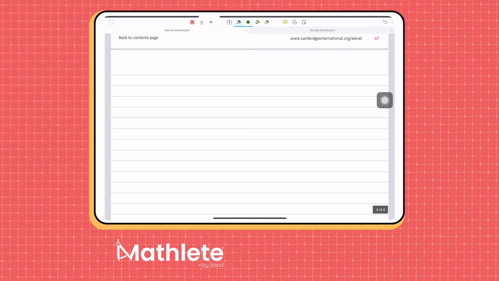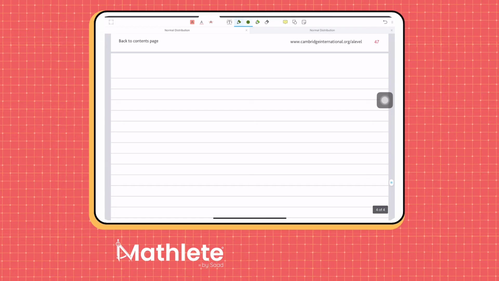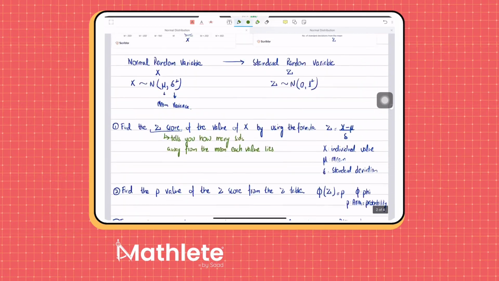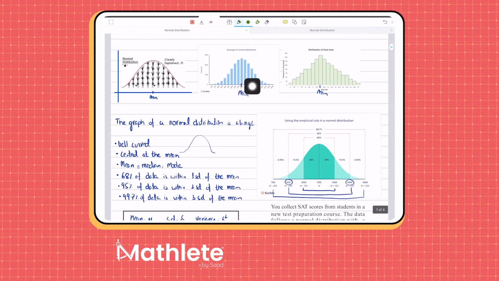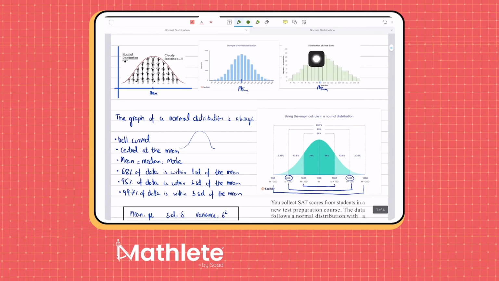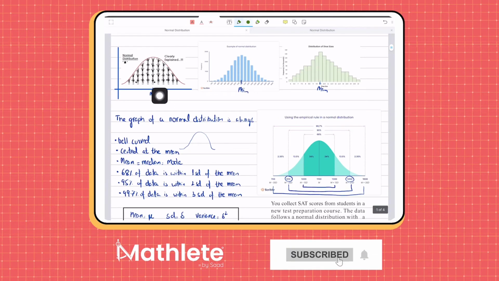Now, if a variable is normally distributed, then this rule always follows: 68% of the data is within 1 standard deviation of the mean. That means 68% of SAT scores will be within 1 standard deviation of the mean. 68% of shoe sizes will also be within 1 standard deviation of the mean, and 68% of the salaries will also be within 1 standard deviation of the mean.